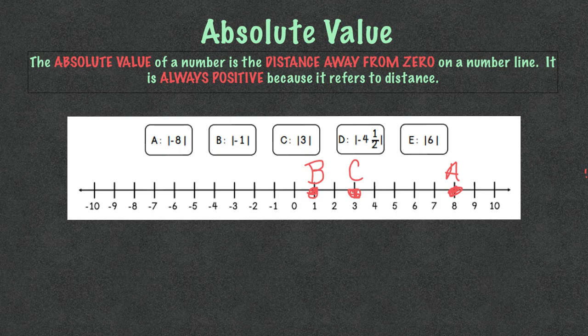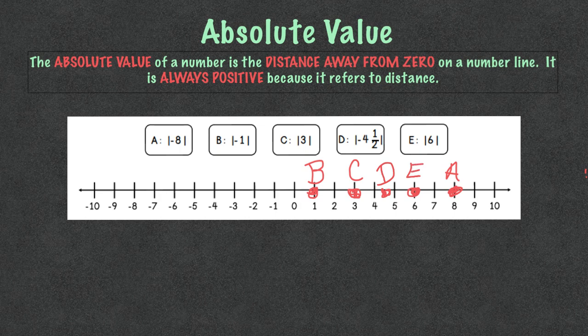On D, we have -4.5. So if we go to -4.5, we would say kind of right there. We would say that is 4.5 away from 0. So it is actually going to go right over here. And then E says the absolute value of 6. Well, 6 is going to be 6 away from 0. So my dot is going to be right here.